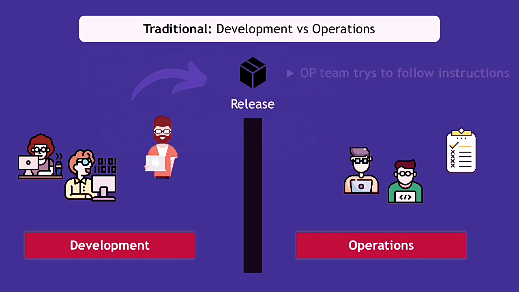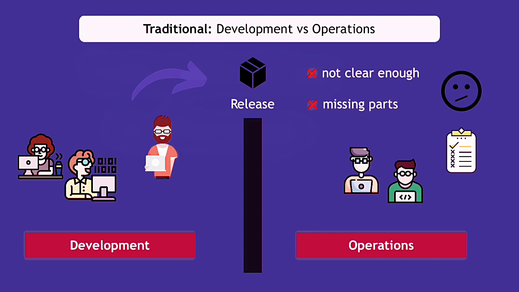Usually and mostly this doesn't work because either the instructions are not clearly stated or it's just too much and something is missing because someone forgot to put something there and so on. So if this happens, the operations team will have a very hard time running the application and it may take weeks to make that happen.